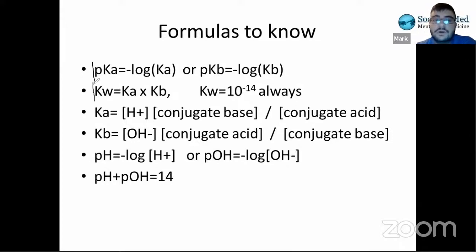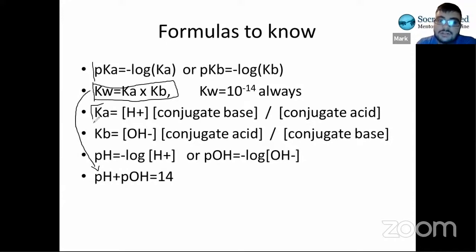Okay. This is more important. Kw is equal to Ka times Kb. And Kw is always equal to 10 to the negative 14th. This is the constant of water, which is 10 to the negative 14th. And again, Ka times Kb. When you multiply these two together, you get 10 to the negative 14th. And this actually ties into pH and pOH, right? Because again, it goes to 14, but I'll cover that in a second.